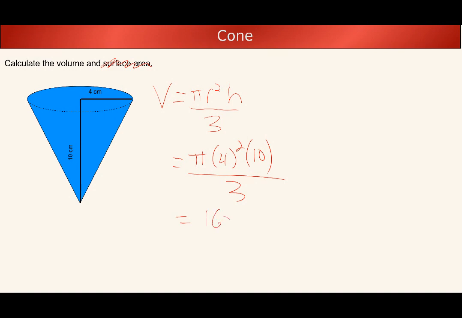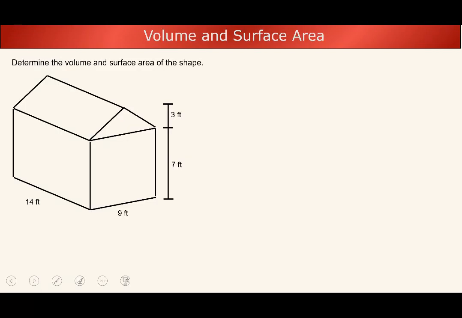168. And is this centimeters? Yes, centimeters. 168 centimeters cubed. That is how you deal with a cone. Now, the title of this was composite shapes, and neither of those were composite shapes. It was just a review of a couple of three-dimensional figures.